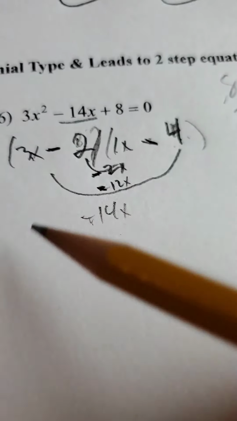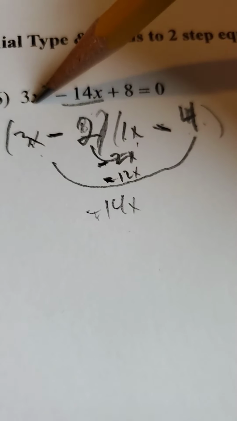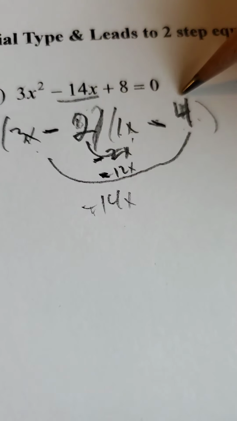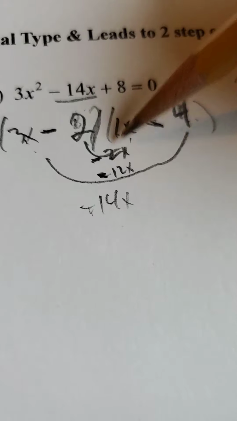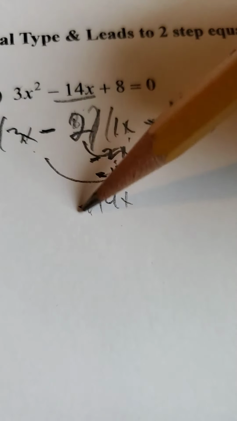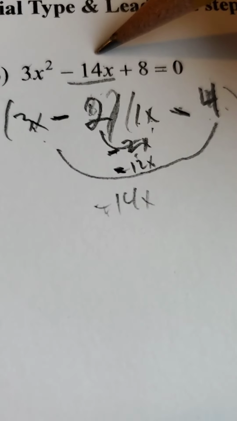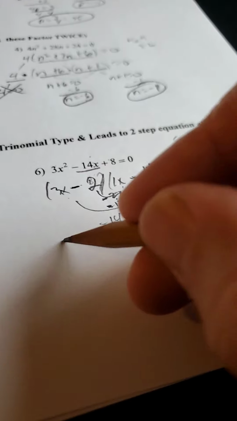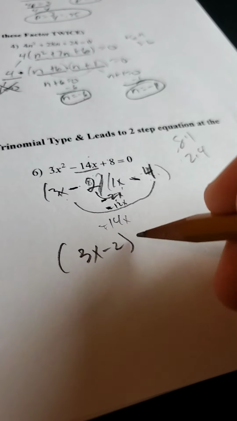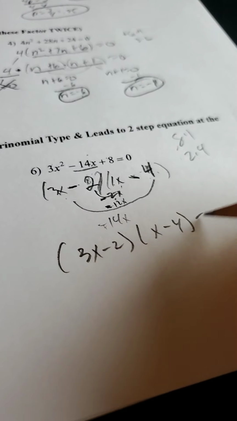All right, check it. 3x times x is 3x squared. 3x times negative 4 is negative 12x. Negative 2 times 1x is negative 2x. Combine those and get negative 14x in the middle. And then negative 2 times negative 4 is positive 8. So I'm going to recopy this. This factored into 3x minus 2, x minus 4 equals 0.